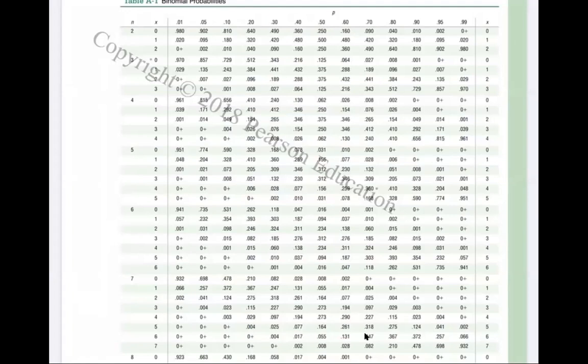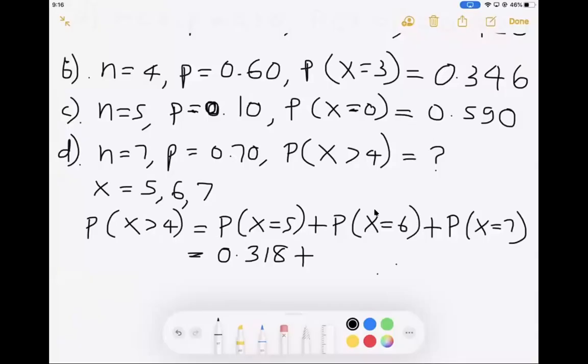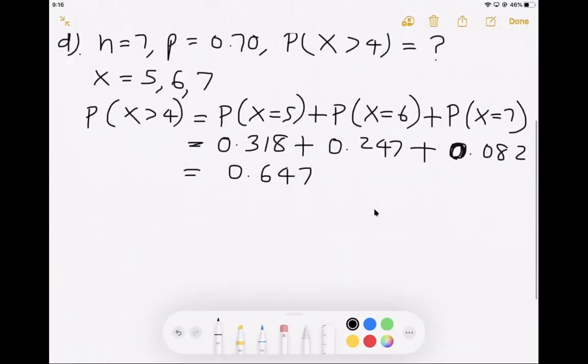So I will write the next two values. Okay, those are the two values, 0.247 plus 0.082. Then what is the answer? It's 0.647. So this is the answer for part D.